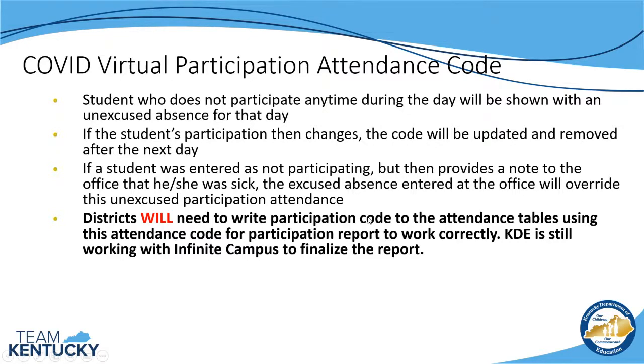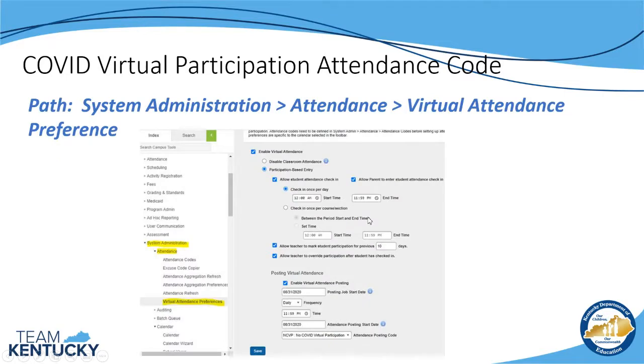Okay, next slide, Josh. Okay, this is just where I'm talking about, under System Administration, Attendance, Virtual Attendance Preferences. Down there at the bottom is where it talks about that Enable Virtual Attendance Posting for the participation report. On here, you also have the option to choose when you want the posting to occur, and we think some adjustments to that section may fix some of the issues you had. All right, so next screen, Josh.